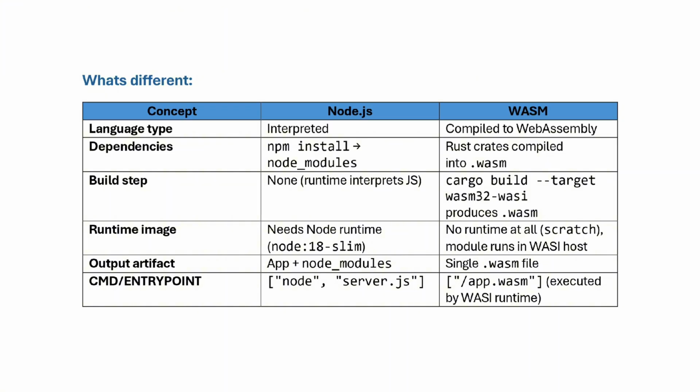CMD or entry point. In Node.js it is node server.js, which means when we run node server.js inside our folder in our command prompt, that command leads to running the application locally, and that includes running the application with backend as well as frontend. So node server.js is the CMD, whereas in WASM that same command is /app.wasm, which is executed by the WASM runtime.